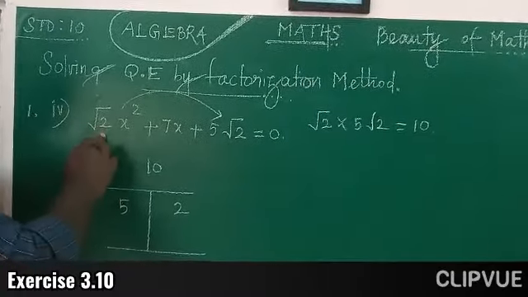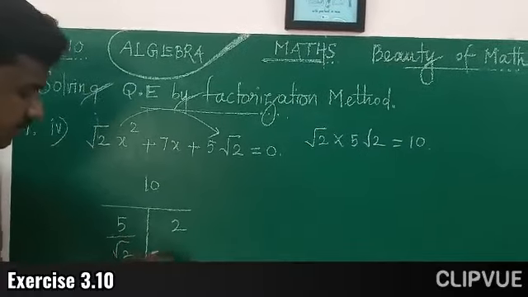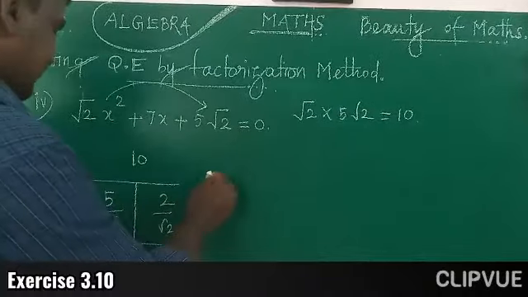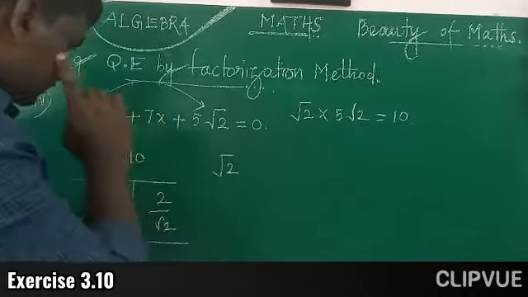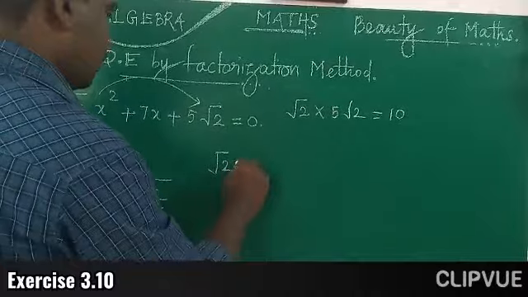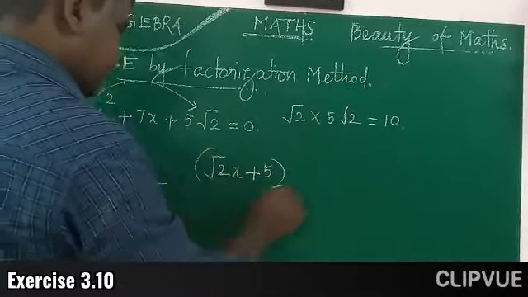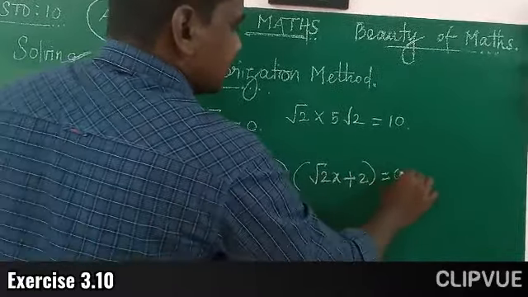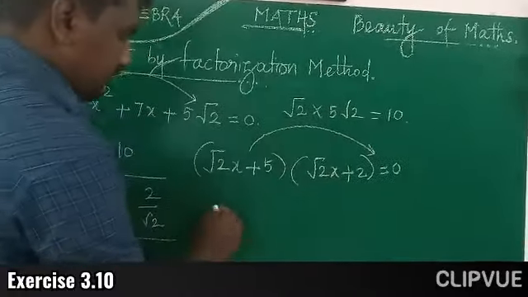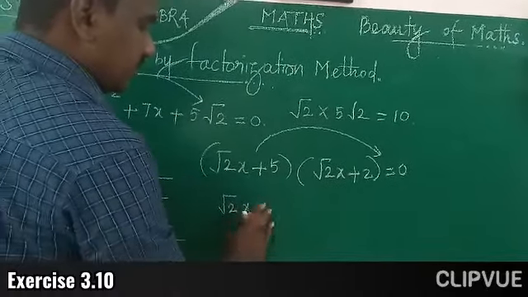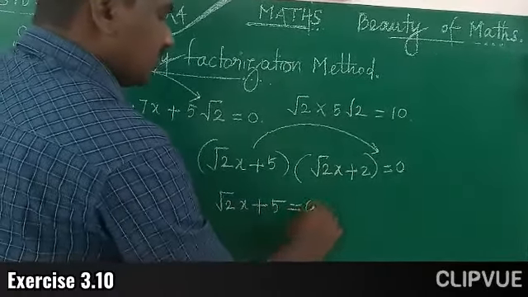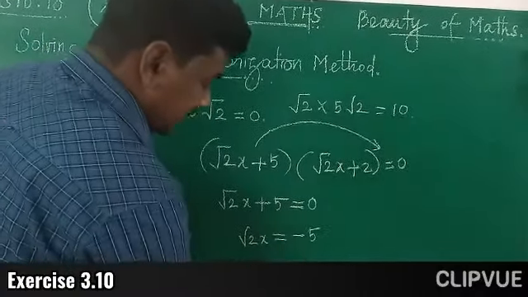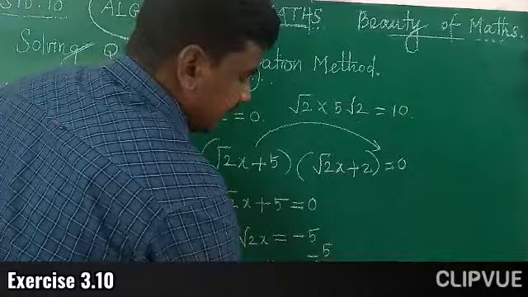Yes, we multiplied by root 2, you know, so we want to divide by that same root 2. Okay, so how can we write it in factor form? Root 2 x plus 5 is the first factor, and root 2 x plus 2 is the second factor, which is equal to 0. First factor equal to 0 means root 2 x plus 5 is equal to 0. So root 2 x is equal to minus 5. So x is equal to minus 5 by root 2.